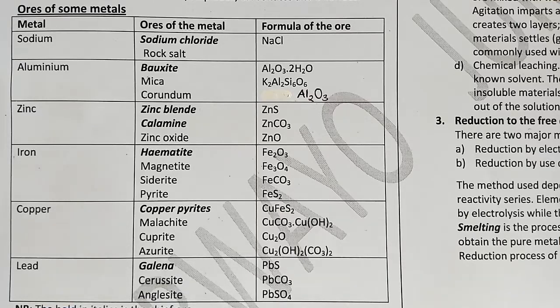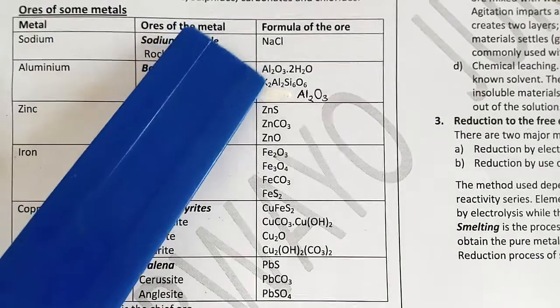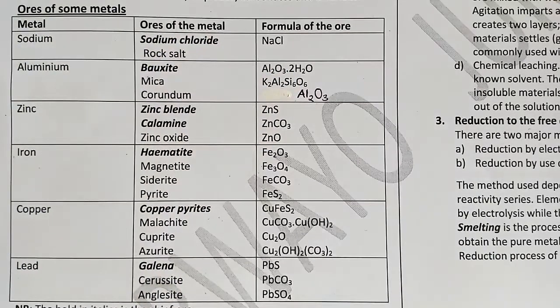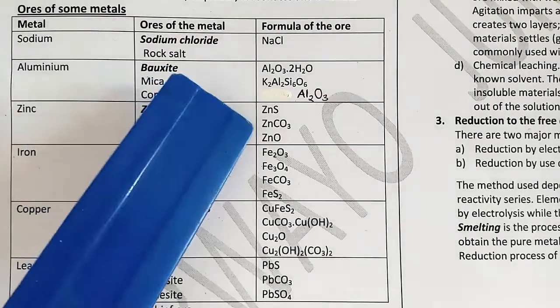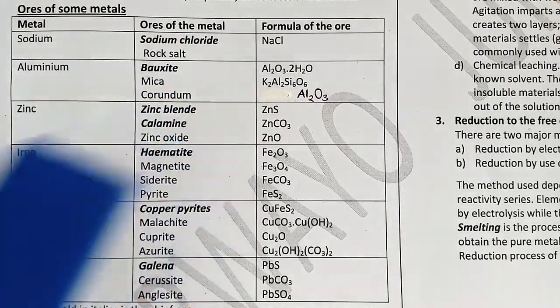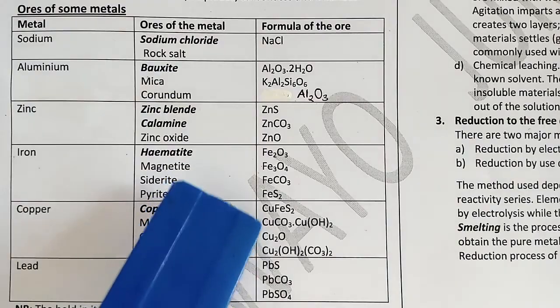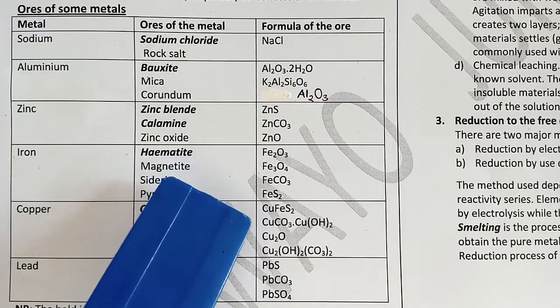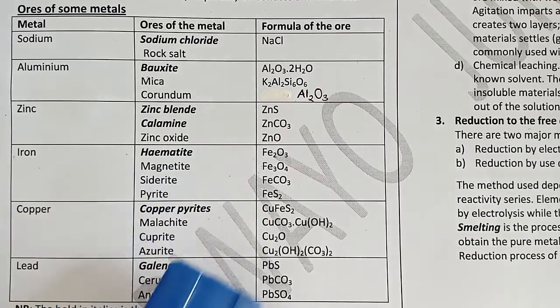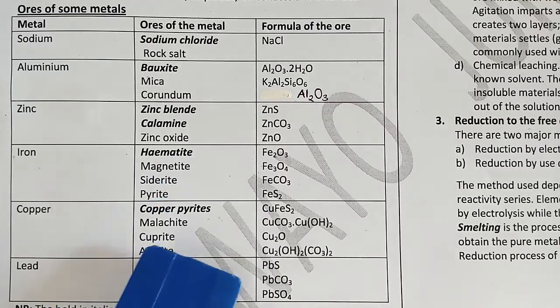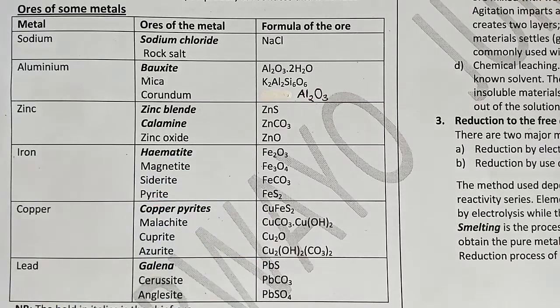As I said, you can see for aluminium we have the oxide; some ores are oxides, sulfides, carbonates. For zinc, you can see the oxide. For iron, the oxide and sulfide. Then for copper, we have the sulfide, the carbonate, the oxide. And for lead, we have the sulfide, the carbonate, and even the sulfate, which is the anglesite. So most of these ores are either oxides, sulfides, carbonates, sulfates, or even chlorides.